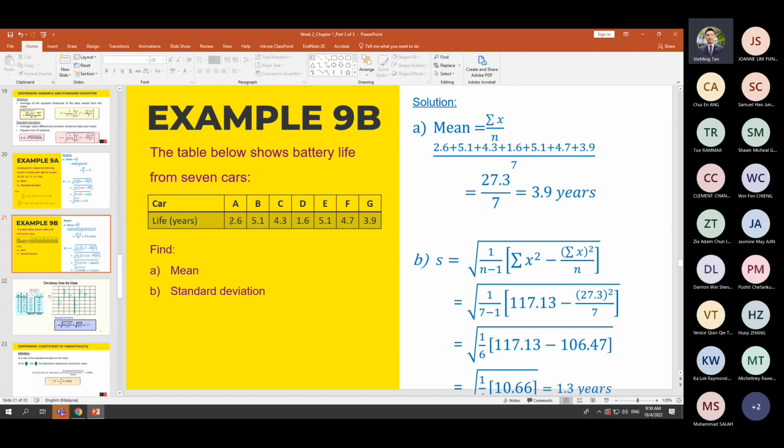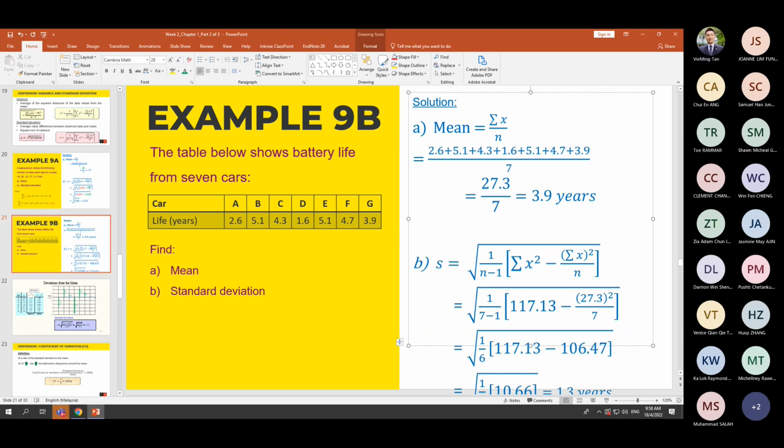So it's 2.6 plus 5.1 plus 4.3 until 3.9, all these 7 numbers in the numerator part. How about the denominator? It is n, the number of data available. We have 7 data, so substitute 7 here. Simplify, and you'll get 3.9 years. Make sure that you leave a unit for your final answer. For this question, the variable of the study is car battery life and the unit is years, so the final answer must have the years unit at the back. For your project also the same, make sure that you leave a unit.